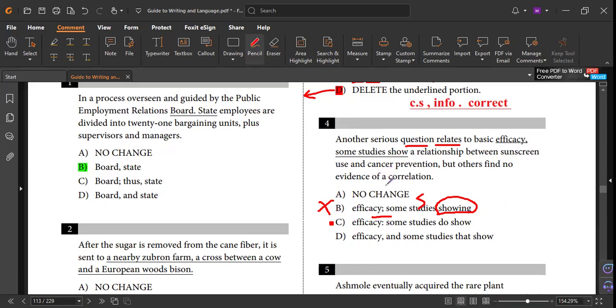Now it is the same. Letter A is wrong. Why? Because it's a comma splice, complete and then complete. So comma splice mistake, wrong, because complete, comma, complete is wrong.